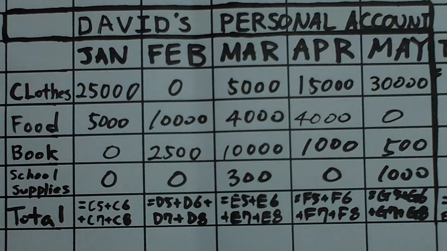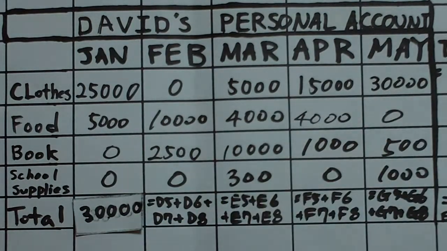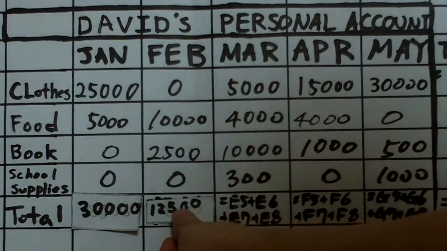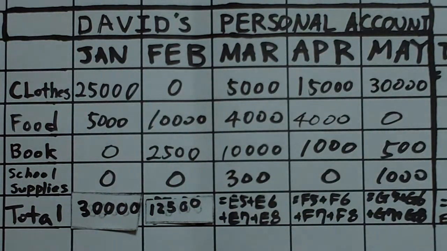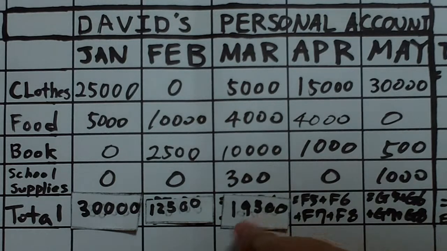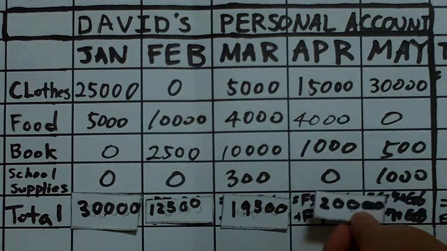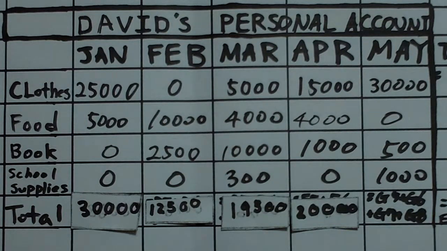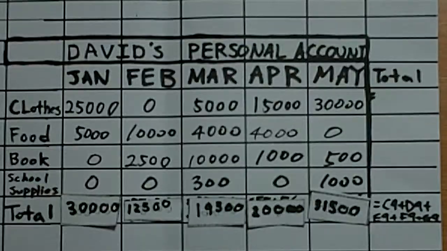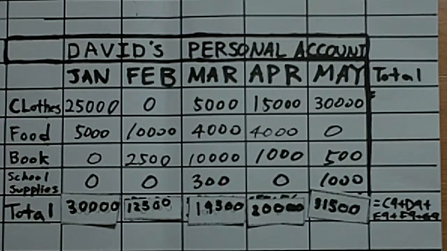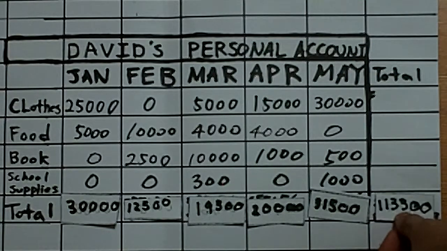In January, David has spent 30,000. In February, David has spent 12,500. In March, David has spent 19,300. In April, David has spent 20,000. In May, he has spent 31,500. Altogether, David has used 113,301.